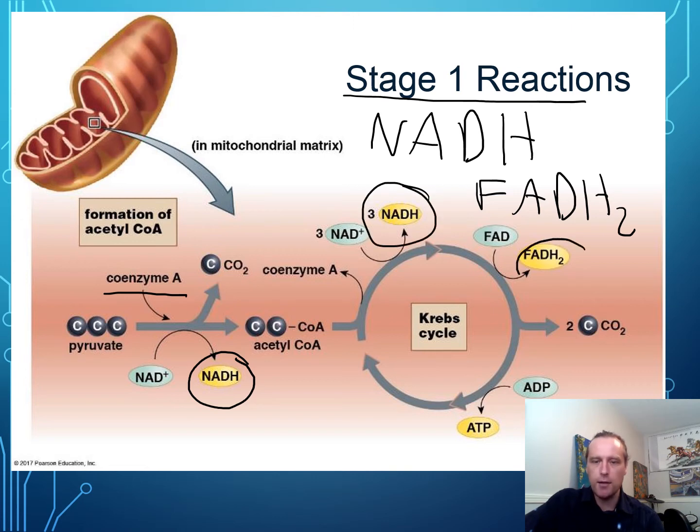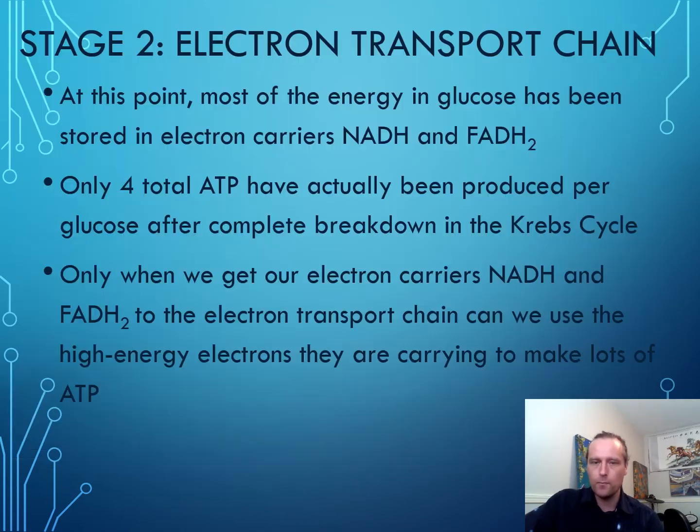And then we also get some FADH2. Little bit of ATP produced as well. Could ask you, is ATP produced in the Krebs cycle? Yes, just very little. Okay, so now stage 2, the electron transport chain. I'll read through these just to summarize what we're going to be talking about and what we have talked about. At this point, most of the energy in glucose has been stored very temporarily in electron carriers, NADH and FADH2.